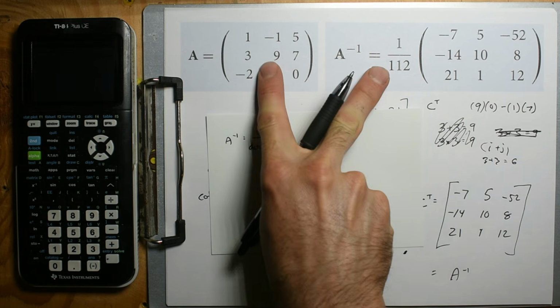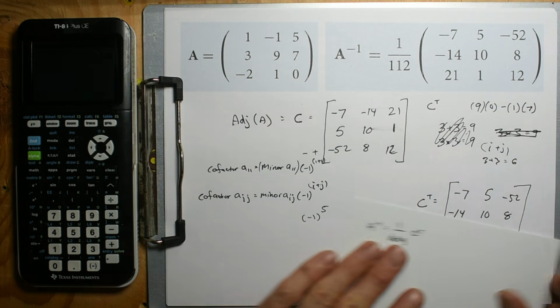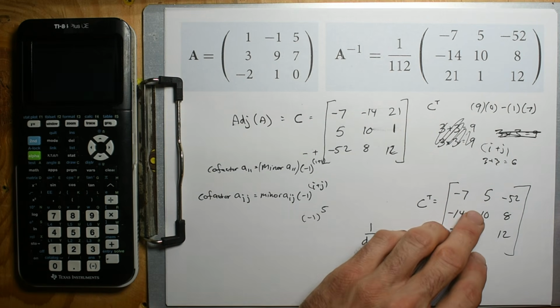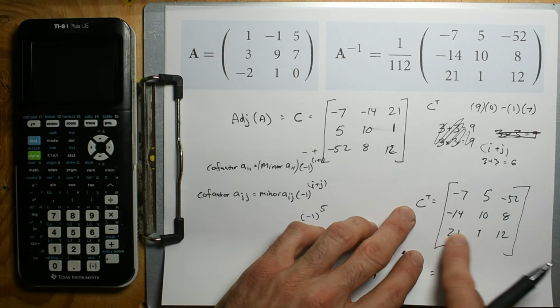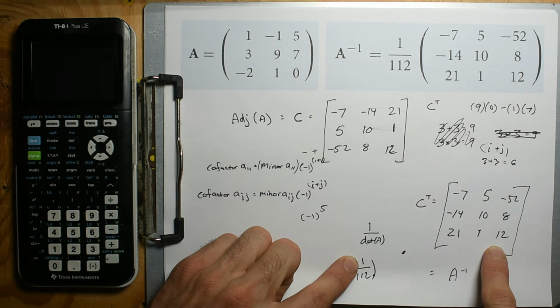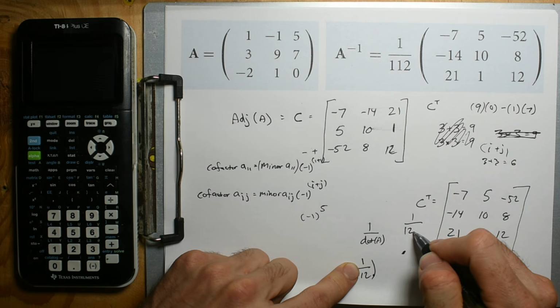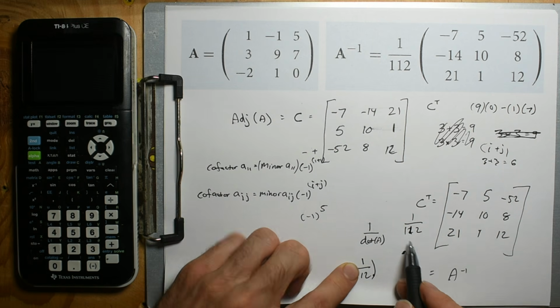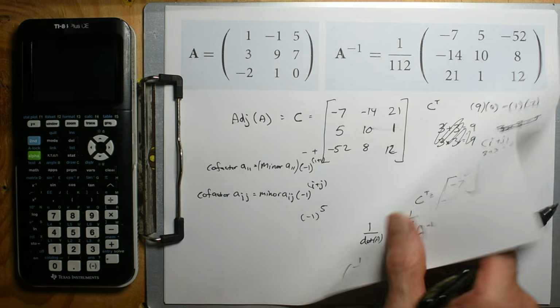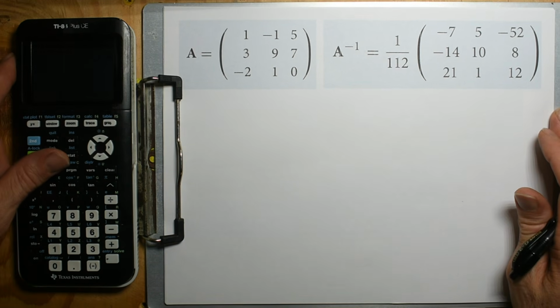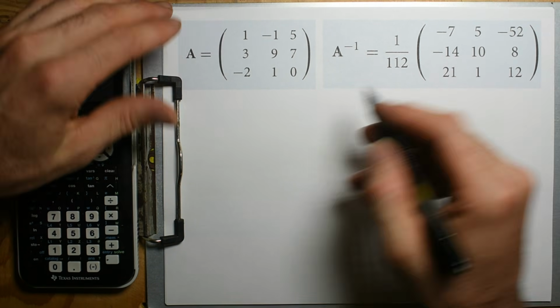So we're just going to double check this, and then we'll finish the video. And that's what we got. We got our transpose of the cofactor matrix, and then all we have to do is multiply it by 1 divided by 112. And we got the inverse of that matrix. We just need to double check. And this is how matrices are multiplied.